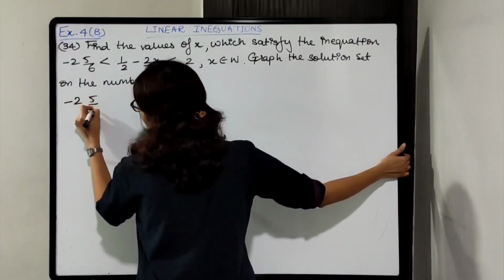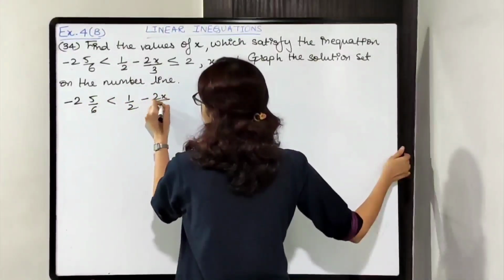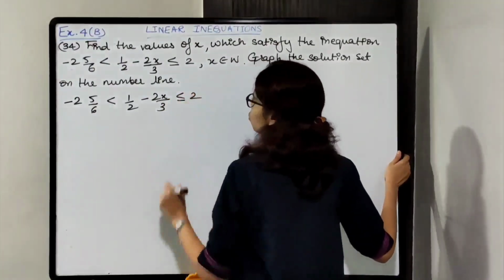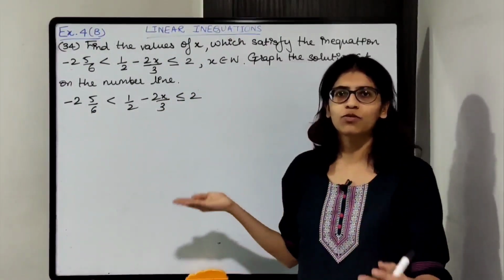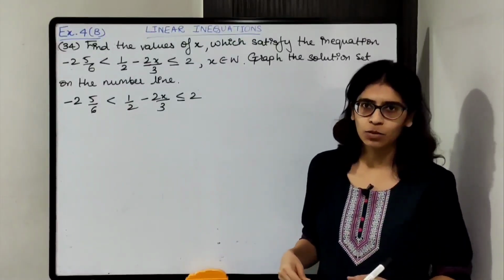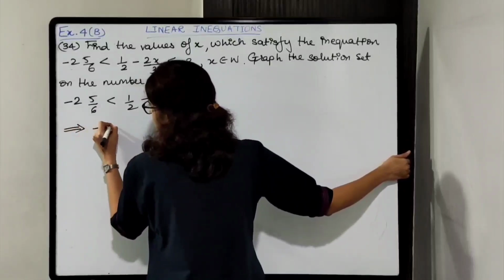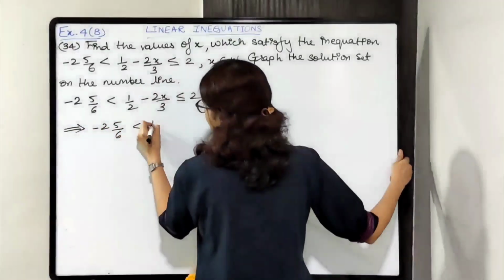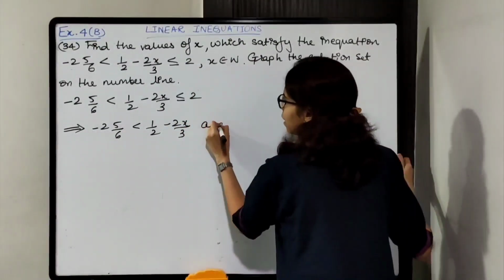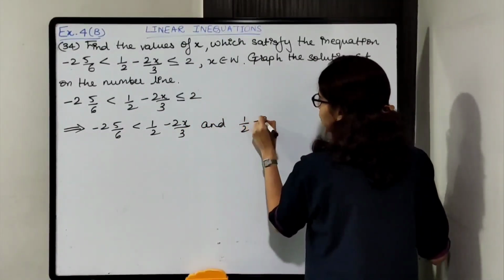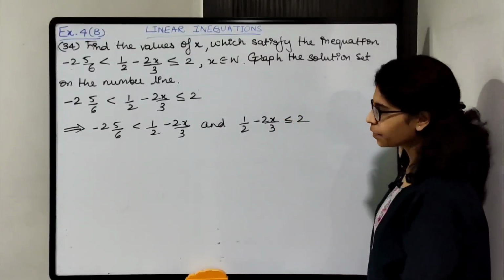-2 5 by 6 is less than half minus 2x by 3 which is less than or equal to 2. Though there are two inequality signs, we are going to separate into 2 parts and then again combine. Okay. So -2 5 by 6 is less than half minus 2x by 3, and half minus 2x by 3 is less than or equal to 2. Okay.